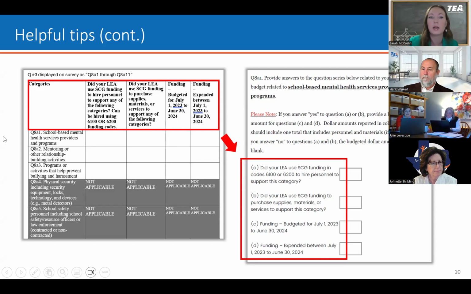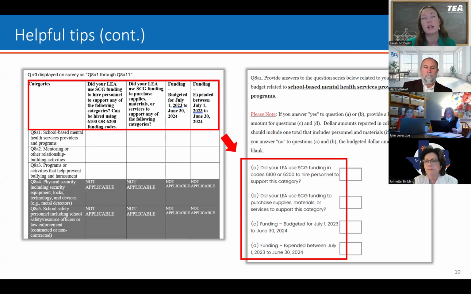In the next column header, same thing, only did your LEA use SCG funding to purchase supplies, materials, or services for any of the following categories? So in the first row, you're thinking about 6100 and 6200 personnel. In the second row, you're thinking about anything supply, material, or service-wise, which realistically could come from 6200, 6300, or 6400 as well. And then if you had any capital outlay, that would count here as well. Again, this is yes, no.